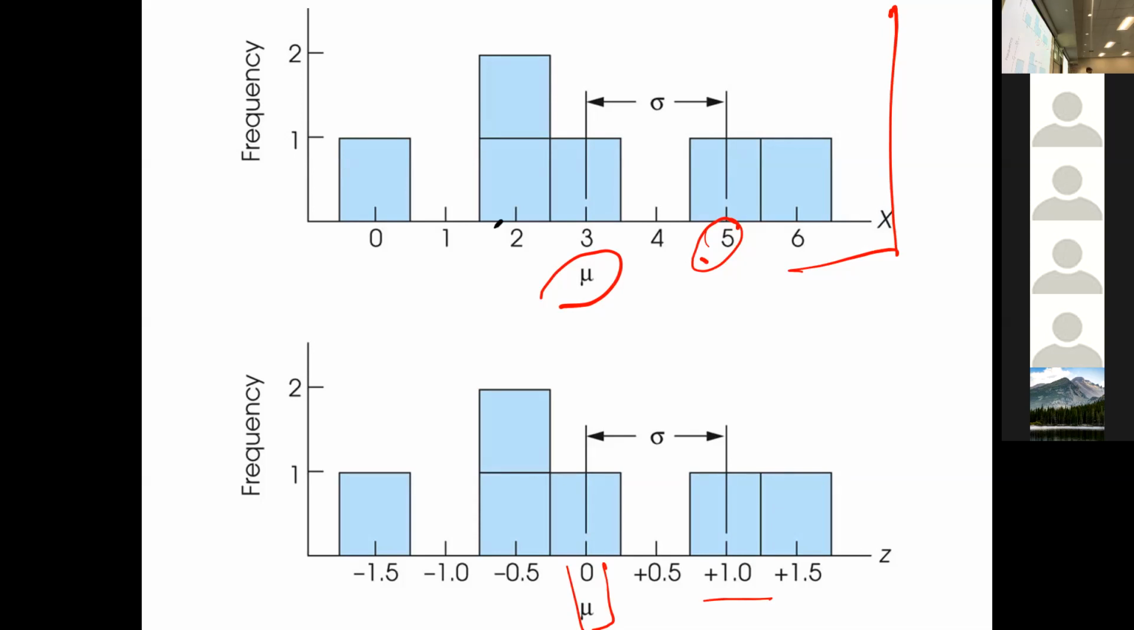And so you can see 1 point lower than the mean here corresponds to 1/2 of the standard deviation. So negative 0.5 for the z-score. You still have 2 data points at that level.